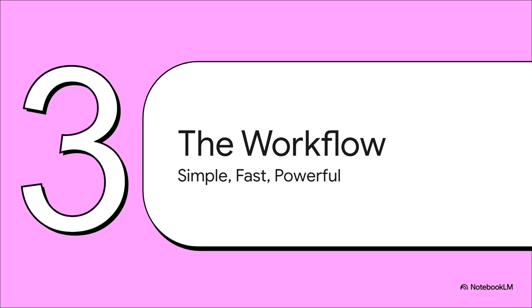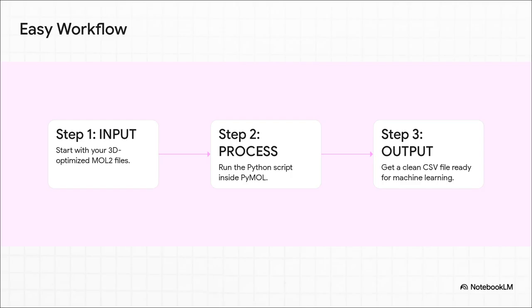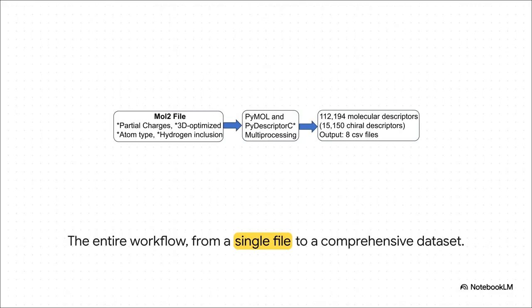Okay, so you're probably thinking a tool this powerful has got to be a total nightmare to use, right? Well, you'd be wrong. The team designed the workflow to be incredibly simple, fast, and of course, powerful. It's really just a straightforward three-step process. First, you get your 3D molecules ready in a standard file format. Step 2, you run the script inside PyMOL. And finally, Step 3, it spits out this beautiful, clean CSV file with all 112,000 plus descriptors perfectly ready for machine learning. And this is basically what it looks like. You can see how streamlined it is. It takes what used to be a really complex, messy process and just simplifies it, turning one little file into this incredibly rich data set. That's a huge time saver.